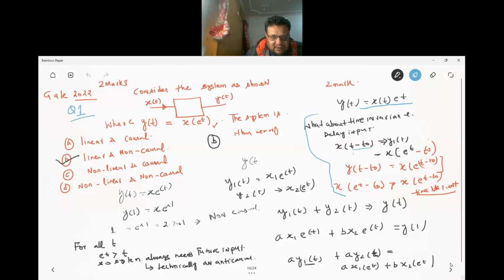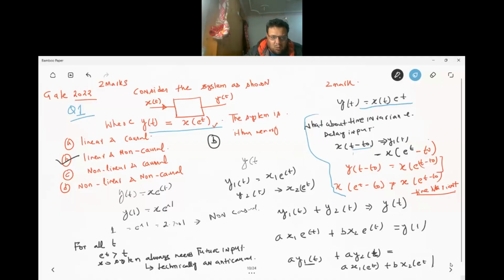Now here you see one of the systems is given and it's asked to check y of t is equal to x of e power t. Now I will tell you whether this system is causal or non-causal. If you carefully analyze this question, let me just see, this is 2.34.